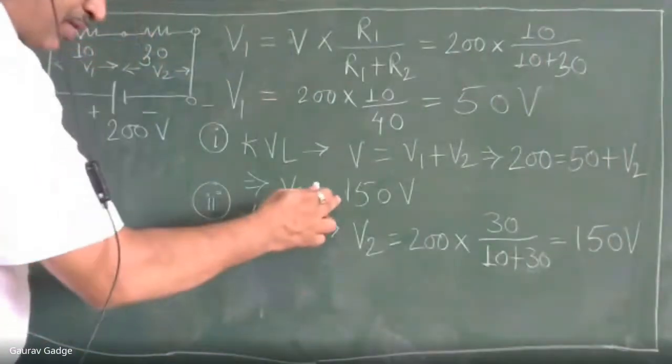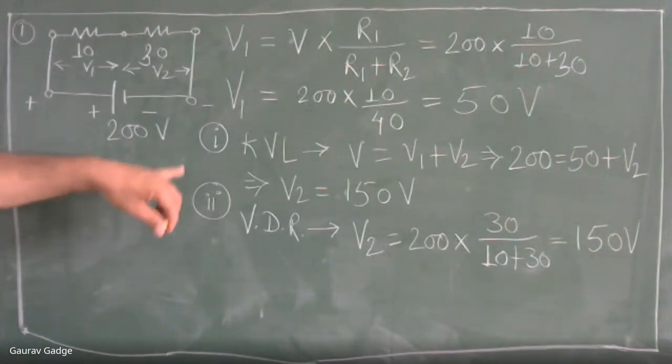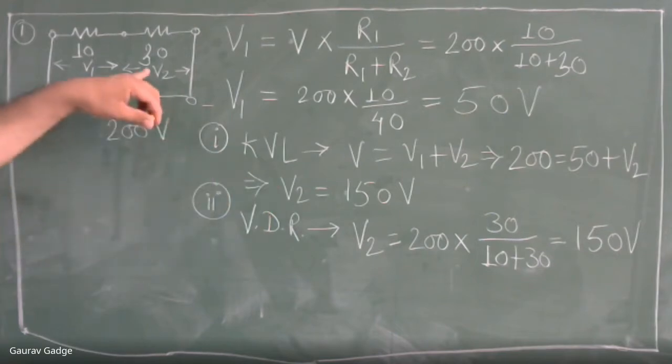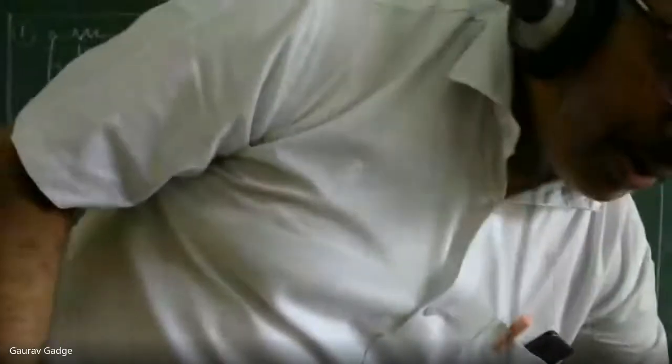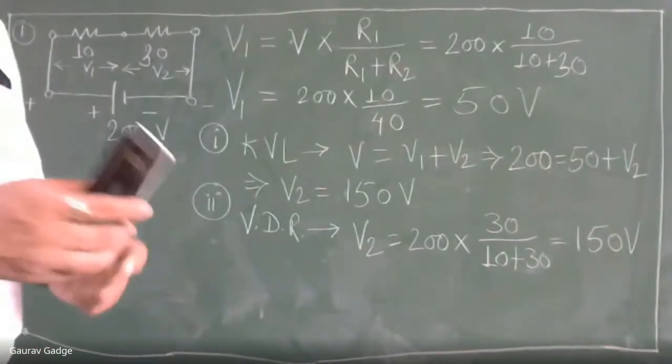You can see both the voltages are same. So by this, either way you can find out the value of second voltage drop across 30 ohm resistance. Okay, so I think all of you have clear with this methodology. So this is called as voltage division rule. Now let us check the second numerical which is given as homework.